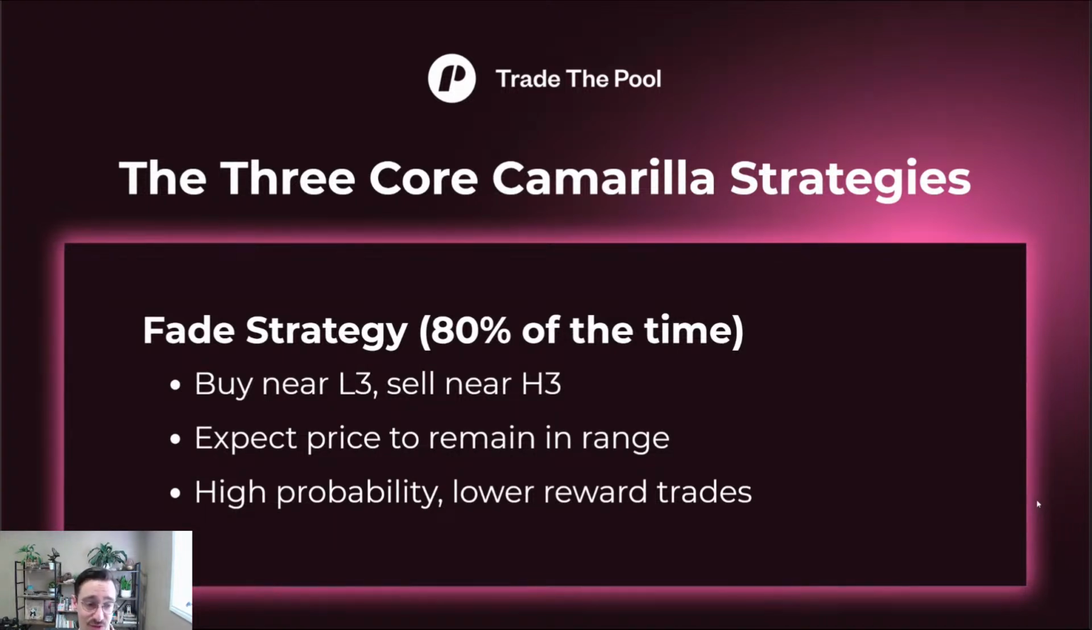So that's going to be the L3 and the H3. And essentially, you're going to buy near the L3, sell near the H3. Super simple, just mean reversion throughout the day. You'll get multiple setups of this on just about any chart throughout the day. And if you read it correctly, they hit about 4 out of 5 times. So yeah, high probability, lower reward trades because, of course, they're trading within that range.